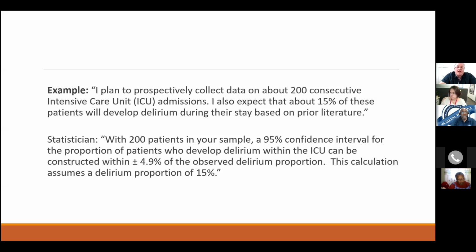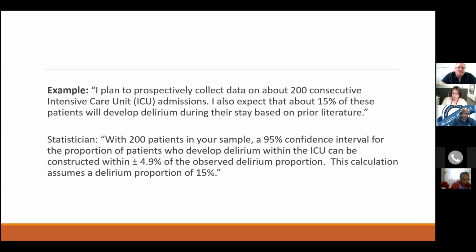So if in reality, at the end of the day, the incidence of delirium in this population really is 15%, that's what they call a point estimate in your study. The plus or minus 4.9% is your range of precision around it. So it's kind of saying somewhere between 11% and 19%, we expect the prevalence or the incidence of delirium to be. Maybe it was 15% in your one study, but here's a level of precision around it.